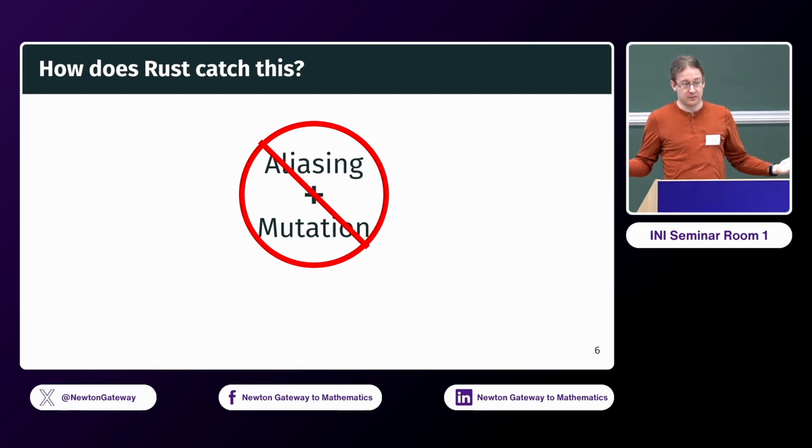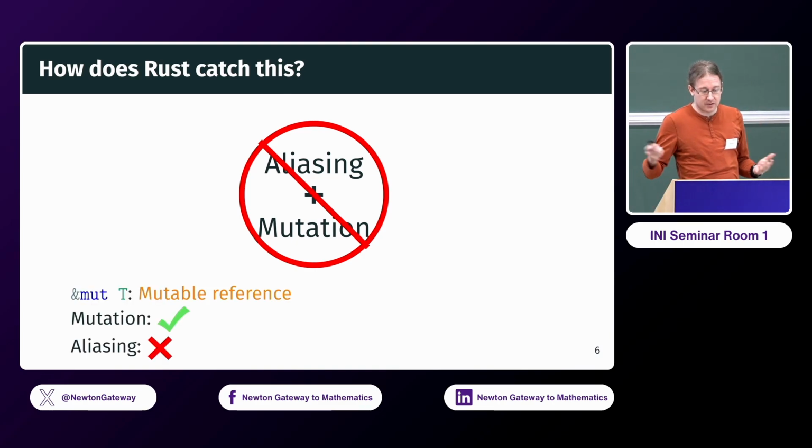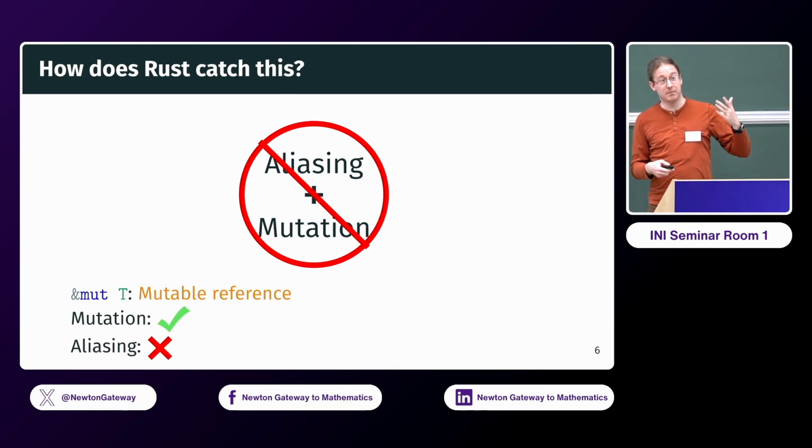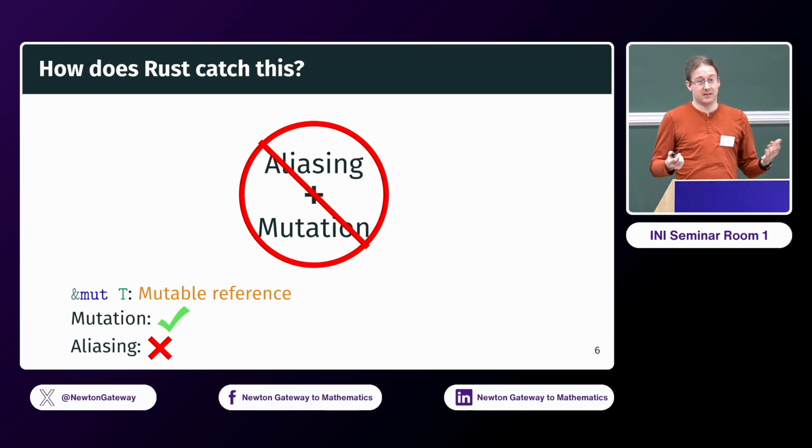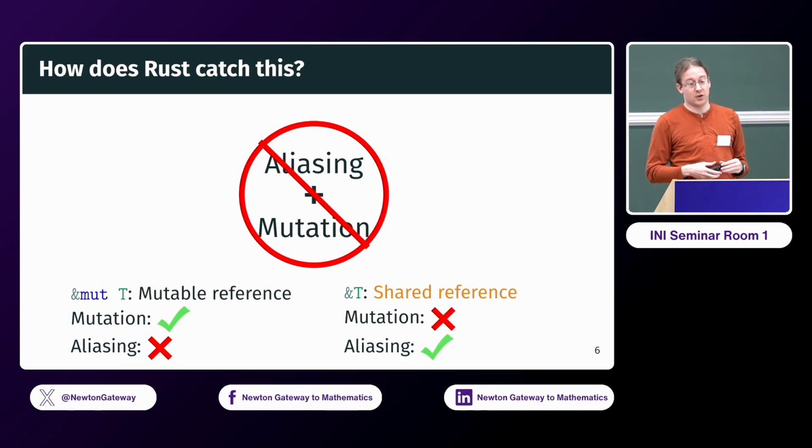And so corresponding to that, Rust has two reference types. One is the so-called mutable reference, which, as you might guess from the name, is indeed mutable, but hence rejects aliasing. And the other one is called a shared reference, which allows aliasing, sharing, but rejects mutation.